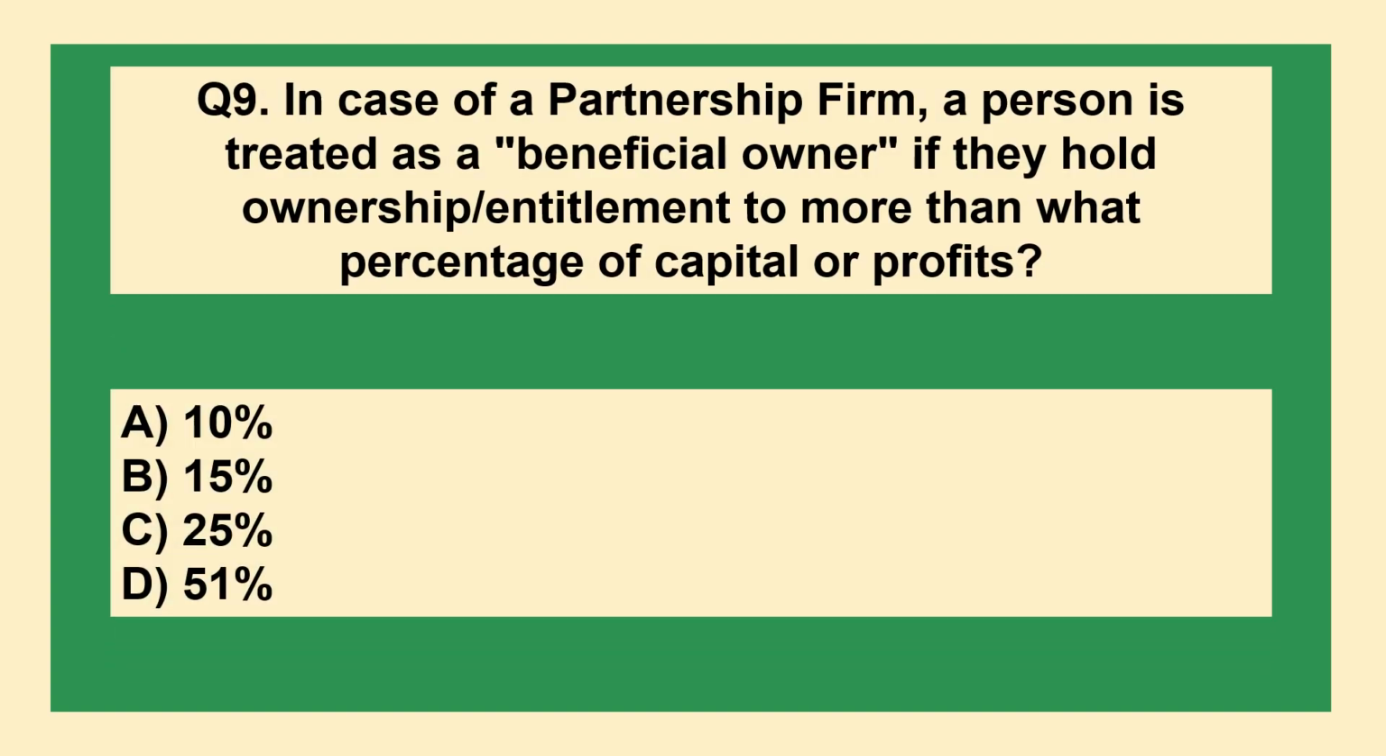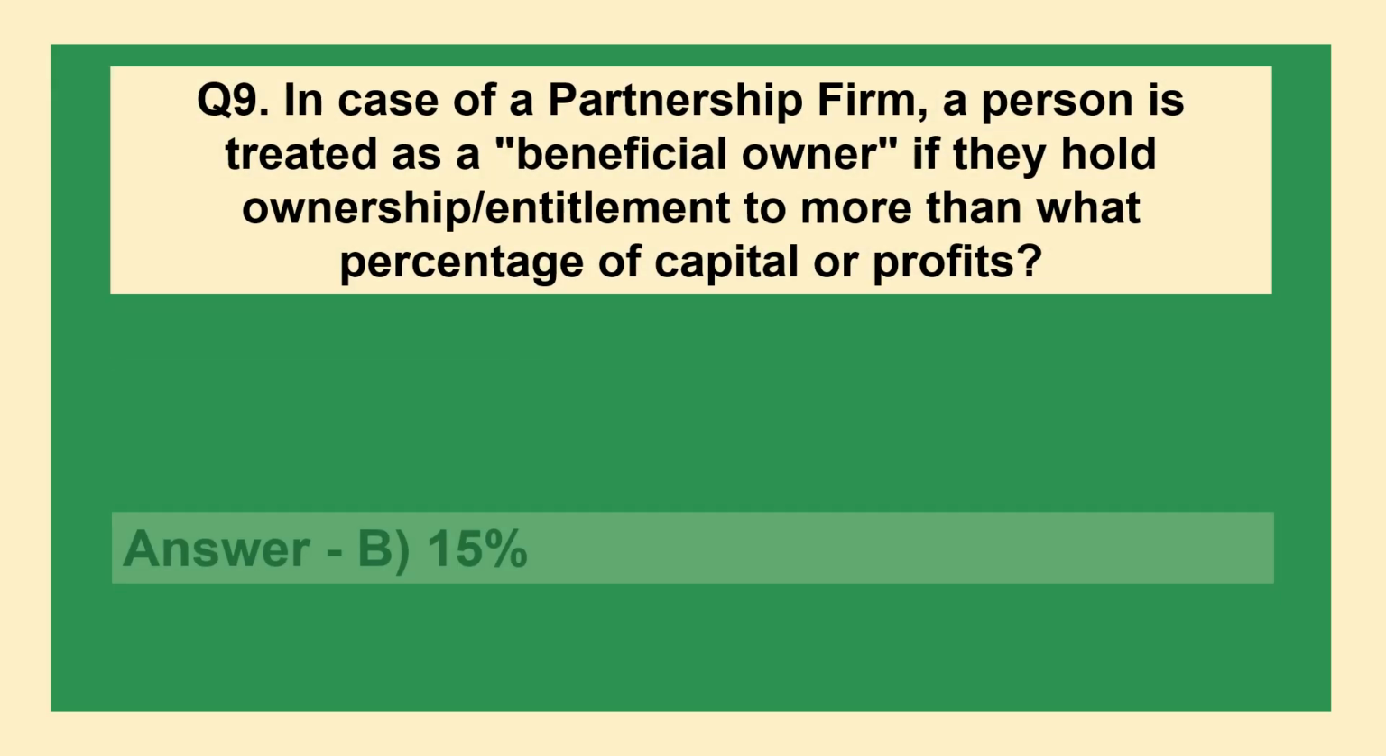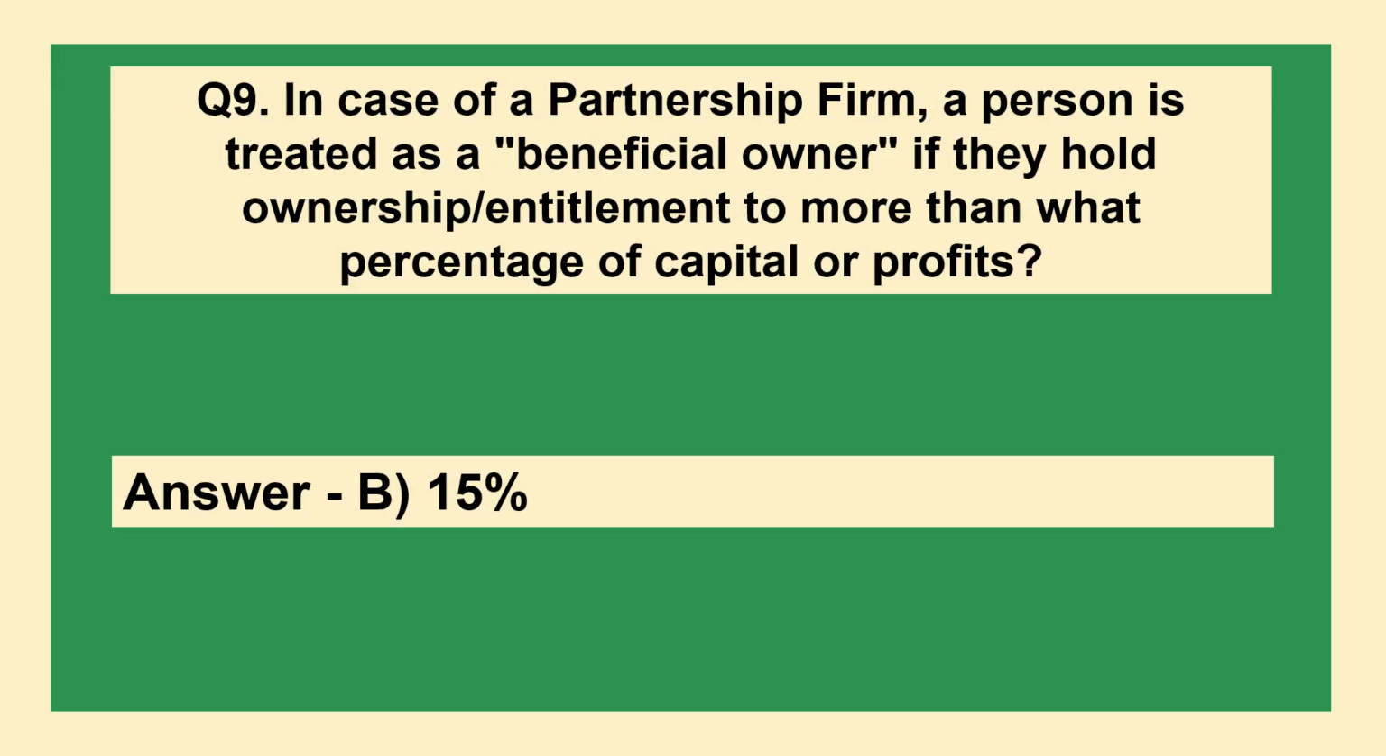Question: In case of a partnership firm, a person is treated as a beneficial owner if they hold ownership or entitlement to more than what percentage of capital or profits? Option A 10%, option B 15%, option C 25%, option D 51%. Correct answer is option B, 15%.